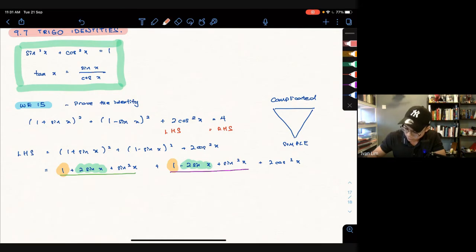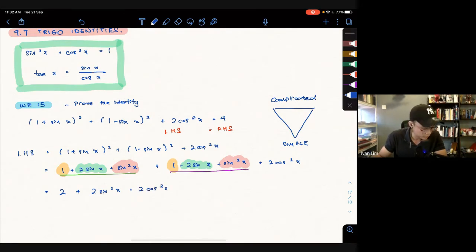Right? Then sine square x and sine square x. Okay, then 2 cos square x by itself. Okay, so let's join it together. The yellow one, 1 plus 1 will become 2. Second one, plus 2 sine x minus 2 sine x, so that becomes 0. Sine square x plus sine square x become 2 sine square x. Then the last one, plus 2 cos square x.